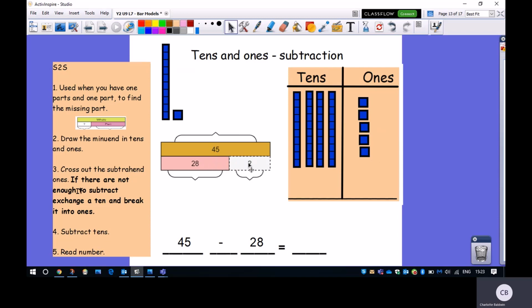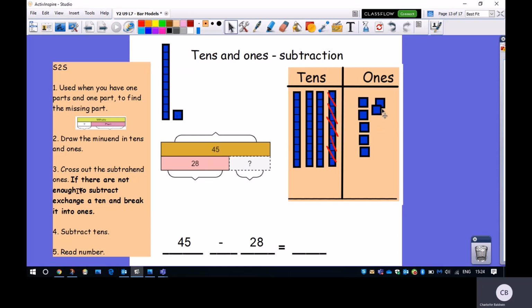And I need to subtract 28. Now, I need to cross out the subtrahend ones, but I see that there's a problem here because I need to cross out 8 and I've only got 5. So what I have to do is I have to break and exchange a 10, and I need to turn that 10 into 1s. So I'm going to remove the 10 and I'm going to replace it. So I'm going to cross out the 10. Goodbye, Mr. 10. Don't need you, because I actually need you in ones. So I'm going to replace it with 10 ones, because 10 is the same as 10 ones.